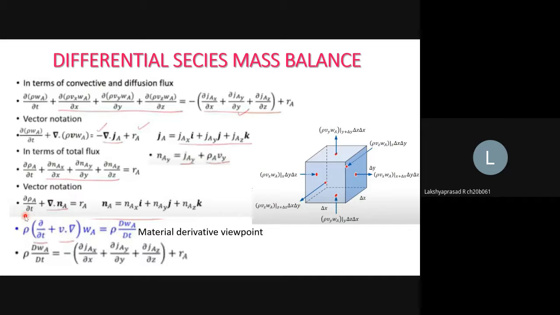The same thing can be represented in vectors as shown, where NA bar will be the total flux vector for species A. And the same in the material derivative viewpoint, which we have also discussed: rho times dou by dou t plus v dot del of WA will be equal to rho times the substantial derivative of the mass fraction of species A, which in turn will be equal to the RHS of our first equation of the species balance. So with this we are done with this course. Thank you for paying attention. Thank you.